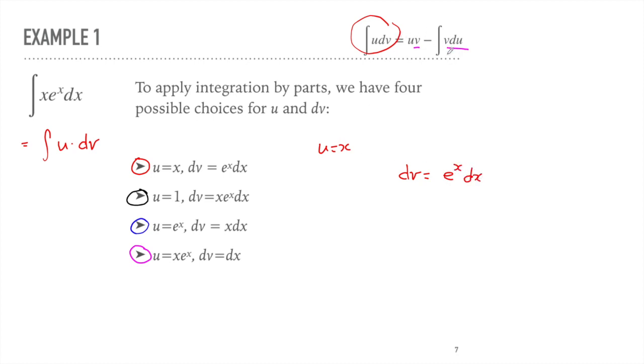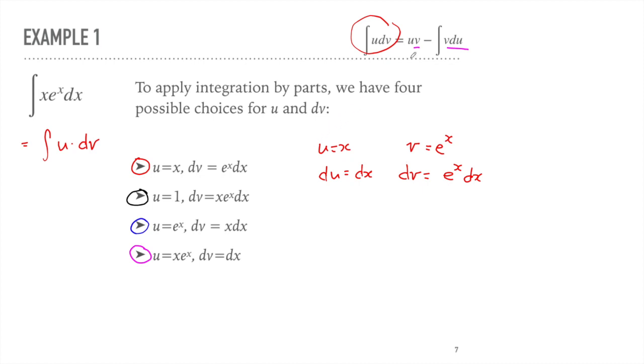Meron tayong u, meron tayong dv. Kailangan natin ng v at ng du. Ang du natin ay derivative ng x, which is 1, or du over dx is 1, or du is equal to dx. Ang v natin ay integral ng e to the x, which is happily e to the x din.